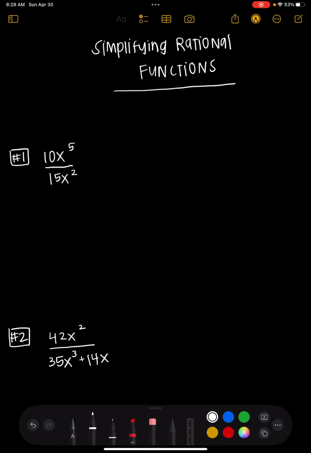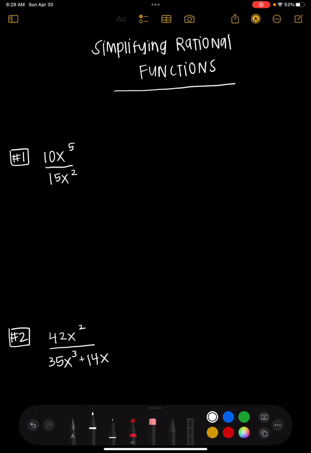So when we simplify rational functions, the goal is to figure out what the top and the bottom have in common. And then once we figure that out, we can cancel that out. So let's just start with this first example. It's 10x to the fifth over 15x squared.